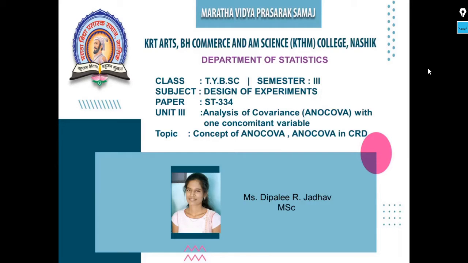Hello everyone. Up to the last lecture we discussed our unit 4, factorial experiment. In this lecture we are going to start with our unit 3, analysis of covariance with one concomitant variable. We are going to discuss the concept of analysis of covariance and ANOVA in CRD. Let us start with the first topic, that is, the concept of ANCOVA.